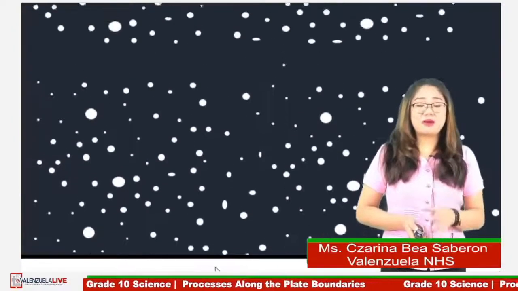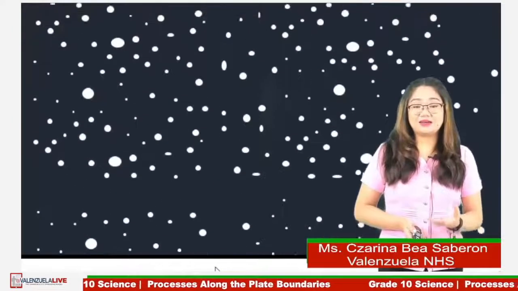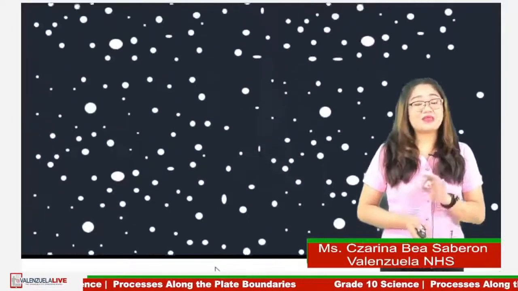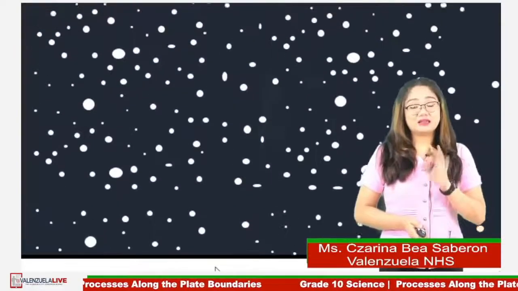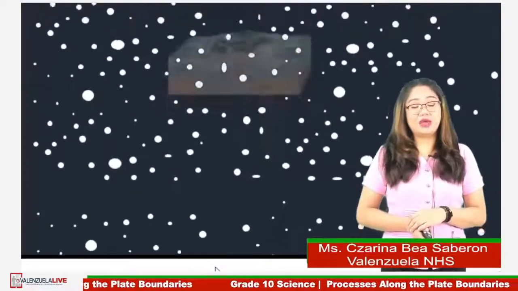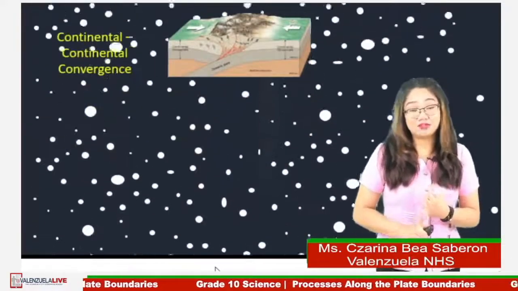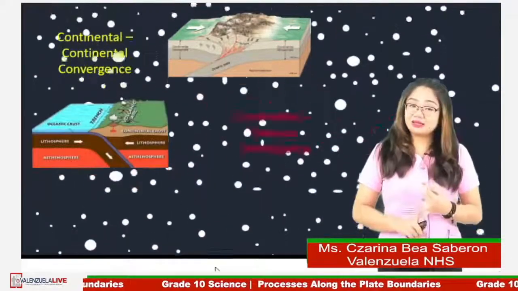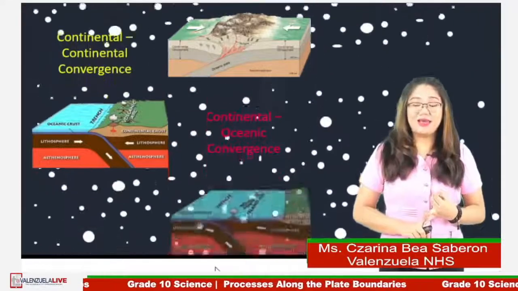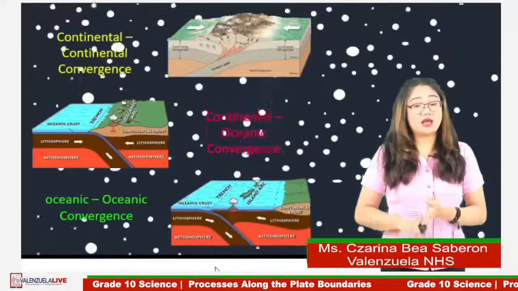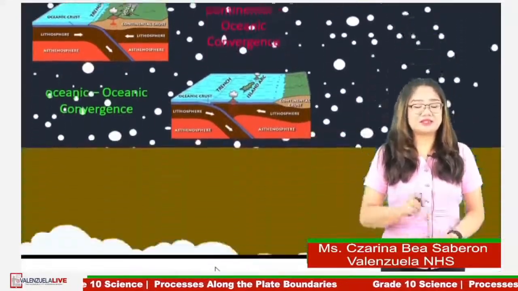So once again, convergent boundaries are boundaries where you can find the colliding plates. And we have actually 3 different types of convergence under this kind of boundary. We have the continental-continental convergence, continental-oceanic convergence, and oceanic-oceanic convergence. So let's have the first type.